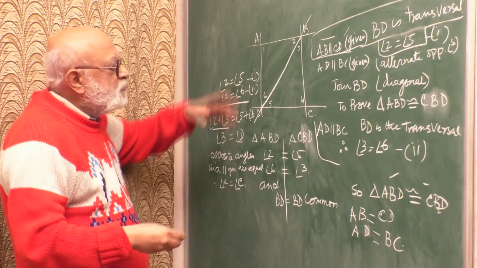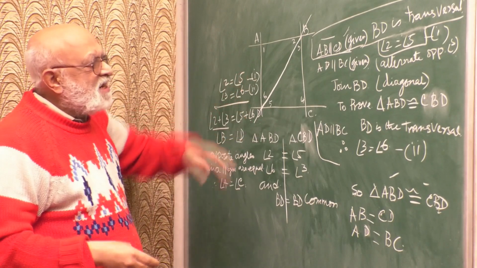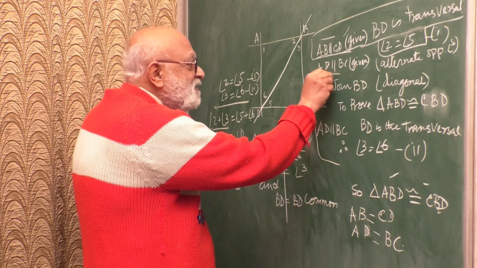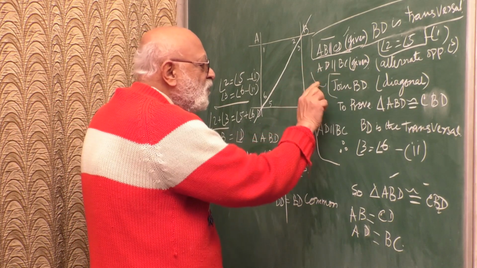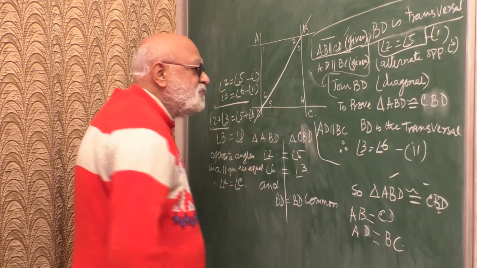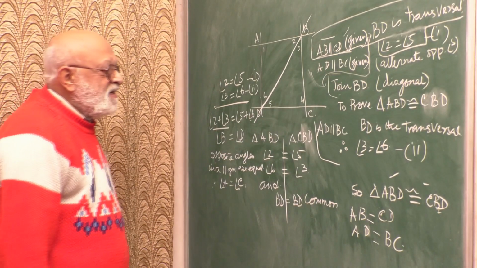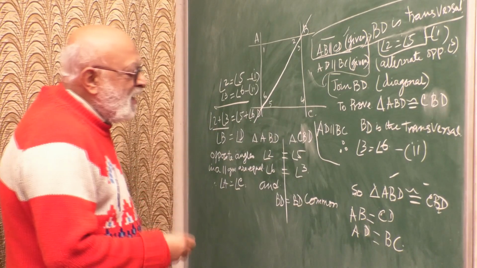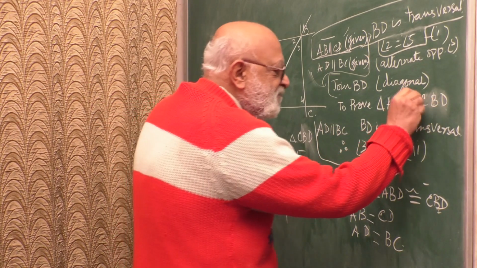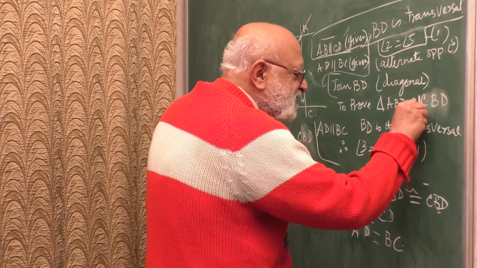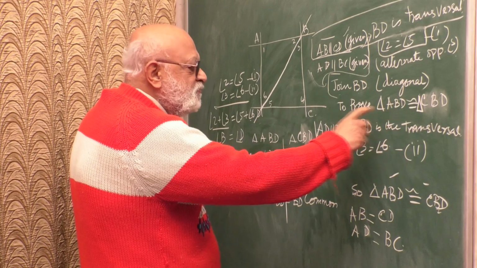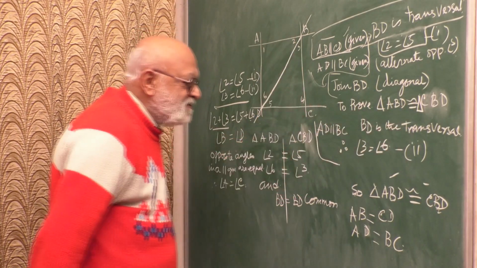But I want to introduce something else. That's why I have started from here. So join BD. This should come before coming to this transversal. So I should have written join BD as a diagonal. Now, first, I have started to prove that these two triangles, I have missed a triangle sign here, so I am now putting it in. Triangle ABD is to be proved congruent to this one.